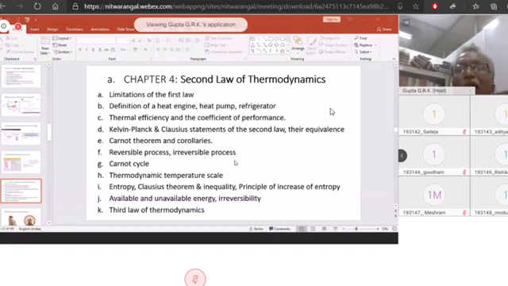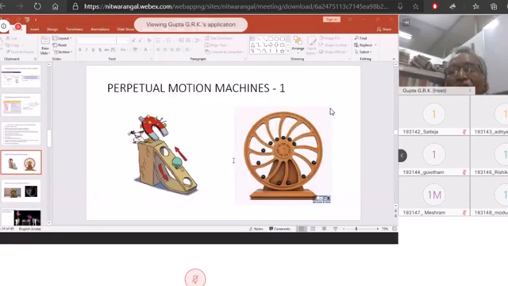But people have worked on it. They came up with some hypothetical machines. Some of the perpetual motion machines I'm showing here, and later we can have some videos also. If you go to YouTube and just search for perpetual motion machines, you can find good videos.